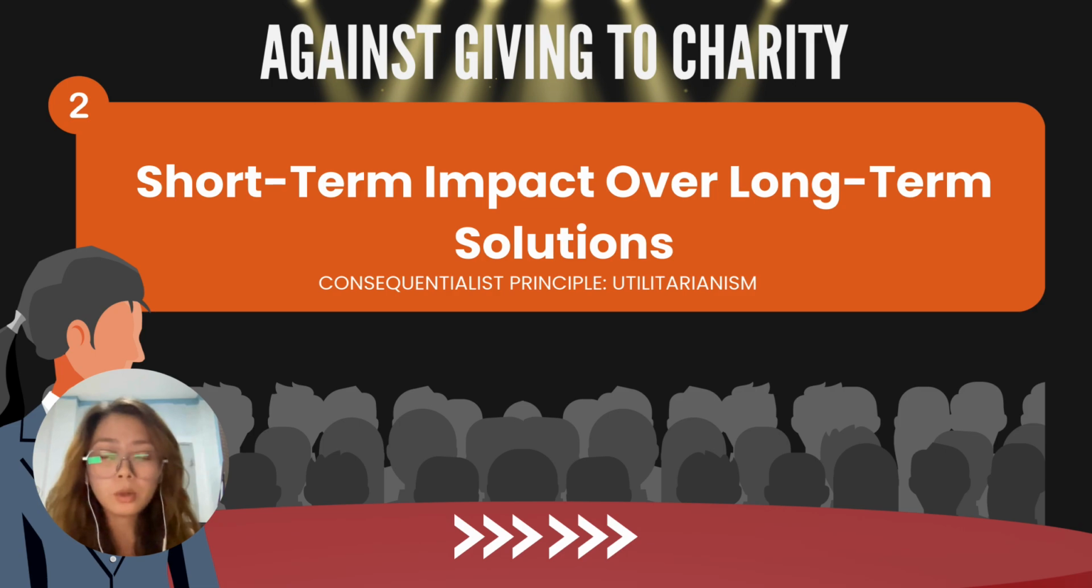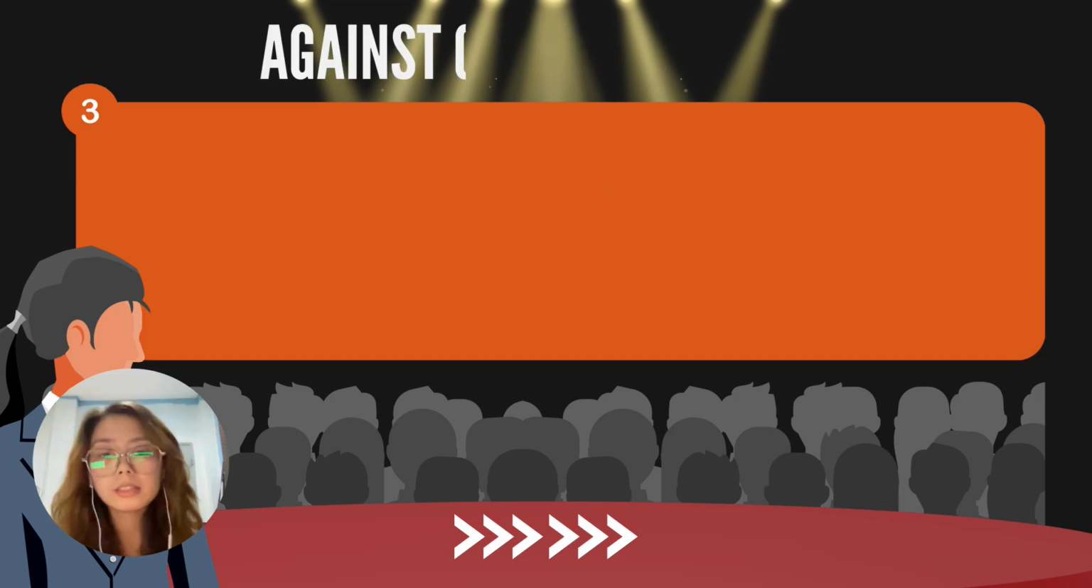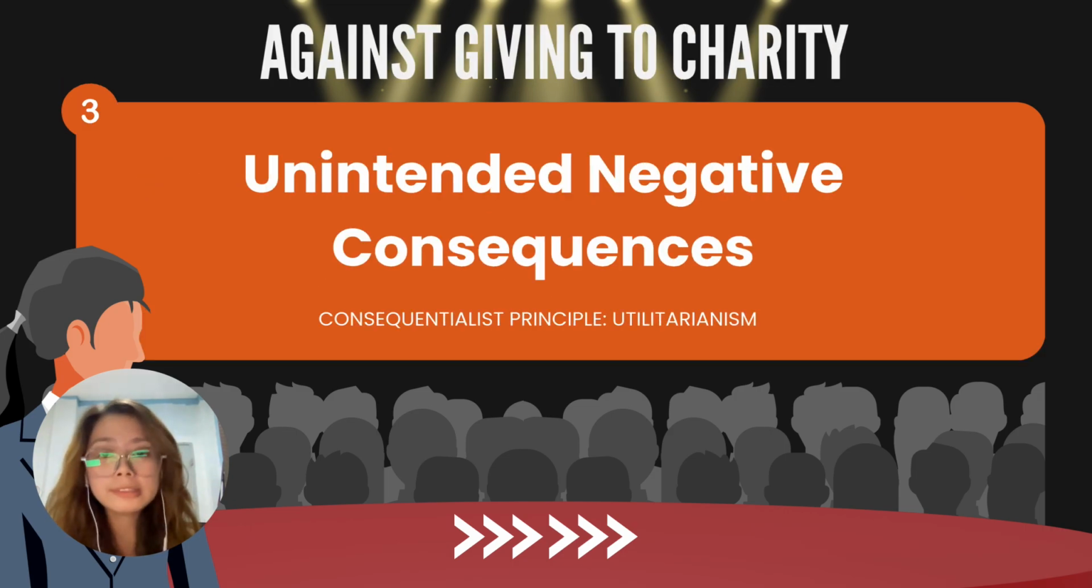The second one mentioned in the argument is short-term impact over long-term solutions. Still in the perspective of utilitarianism, by questioning the long-term efficacy of charity, this argument suggests that charity may not always lead to the greatest good in the long run. Lastly is the unintended negative consequences, still in the perspective of utilitarianism. By considering the potential downsides of charity, such as dependency and exploitation, this argument emphasizes the need for careful consideration of the impact of charitable actions.